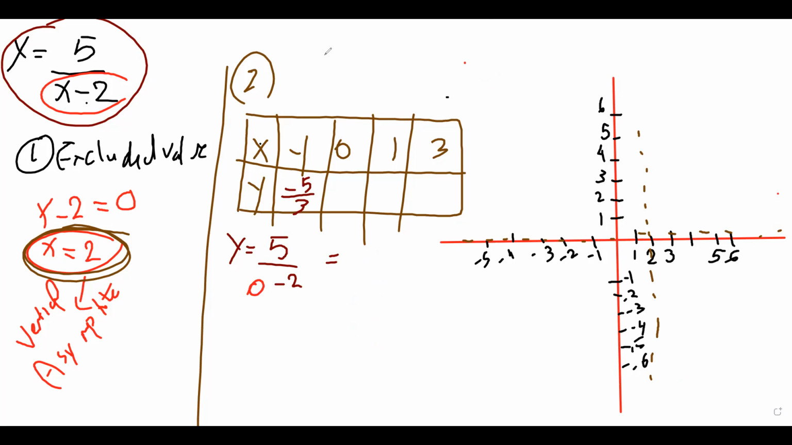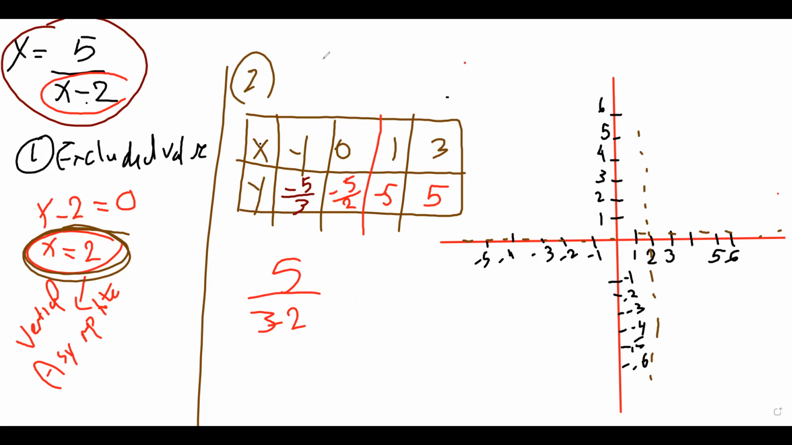So here we have to put x as 0, so 5 over negative 2, which is negative 5 over 2. Now let's try when x is 1. So we have 5 over negative 1, which is negative 5. And the last one here, let's try x equals 3: 5 over 3 minus 2, which is 5.